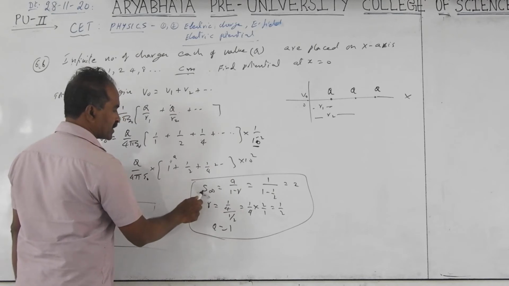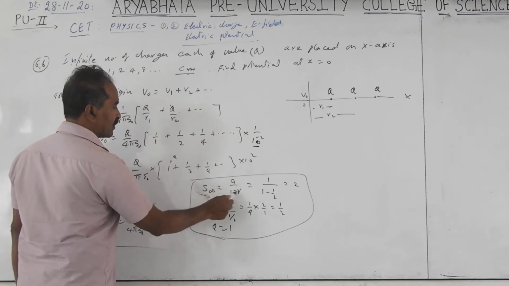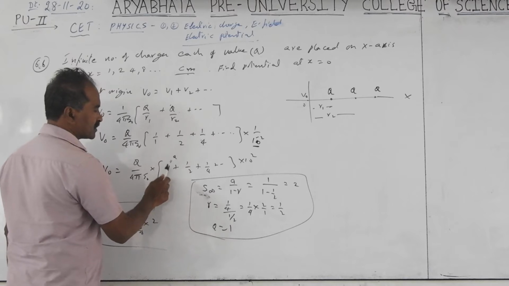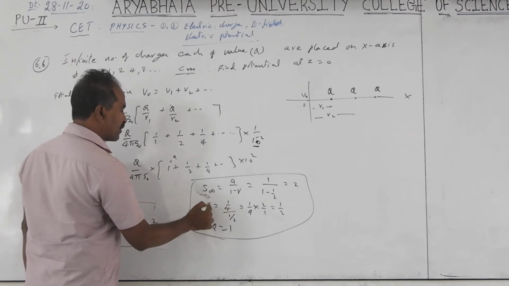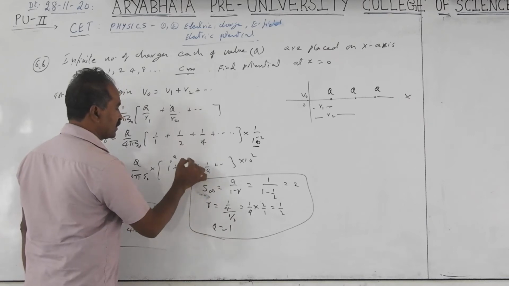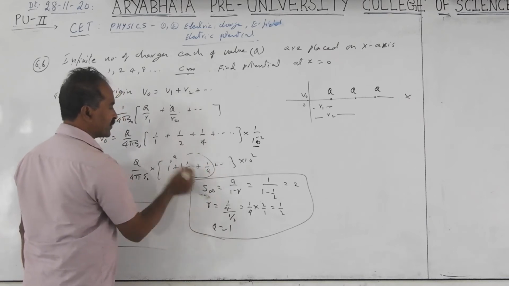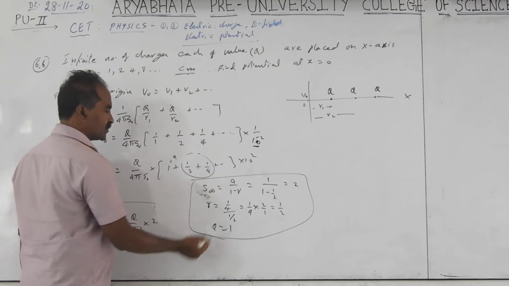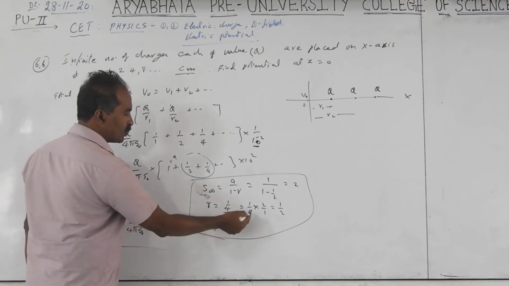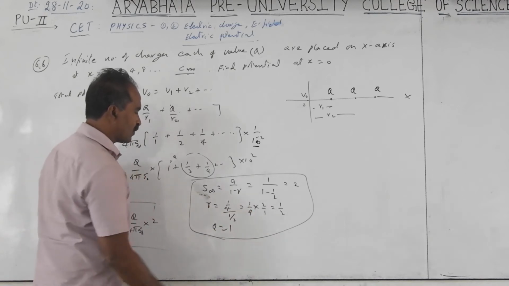The sum of an infinite series is equal to a by 1 minus r. a is the first term, that is 1, so 1 by 1 minus r. r is the common ratio. The common ratio we always take as the second term to the first term. So leaving the first one, remaining you check 1 by 4 divided by 1 by 2, which becomes 2 by 4. 2 by 4 is nothing but 1 by 2.